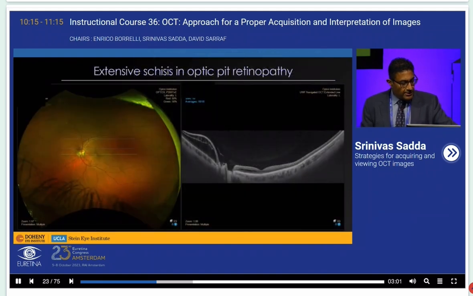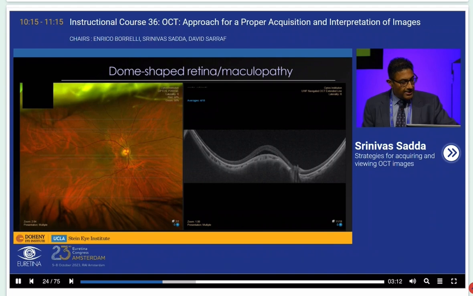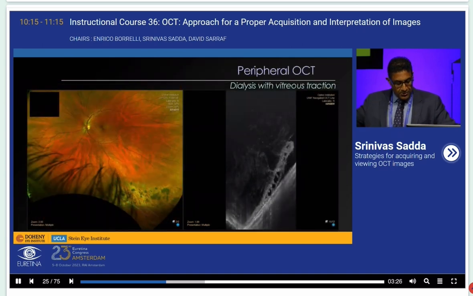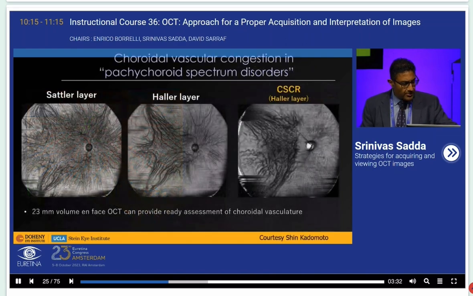Certainly there are pathologies that can involve extensive regions of the retina, where having very wide scans can be of value, like in this patient who has very extensive schisis related to a pit retinopathy, or sometimes to perceive the topographical changes in contour for certain diseases like dome-shaped maculopathy. It's nice to have these very big scans, and it's useful to acquire them to better understand the disease. And of course, now we have the ability to do peripheral OCT, which is very useful for evaluating pathology closer to the ora serrata.